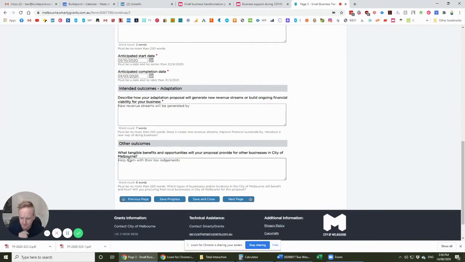And so the outcomes: what tangible benefits and opportunities will your proposal provide for other businesses in the city of Melbourne? So I'm considering doing an application for this one. I do a lot of R&D tax incentive lodgements. So I thought normally it's face-to-face, and a lot of businesses are struggling. How can I help them?